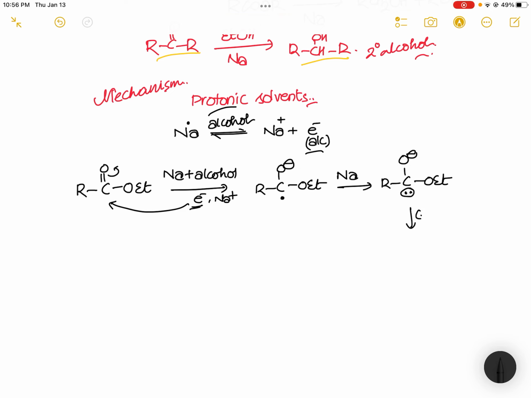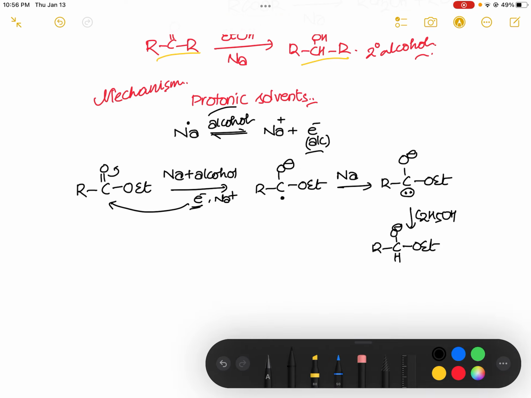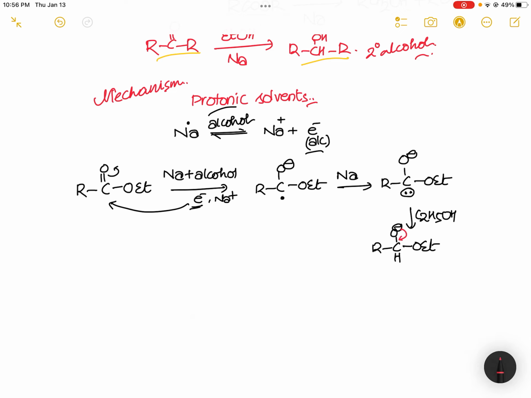When you are adding C2H5OH here, it takes one proton from there. One hydrogen is added here. Now see, this electron pair is coming back. OEt is the leaving group here. OEt minus is out. When it goes out, it becomes RC double bond O, H. So from the ester we got an aldehyde.